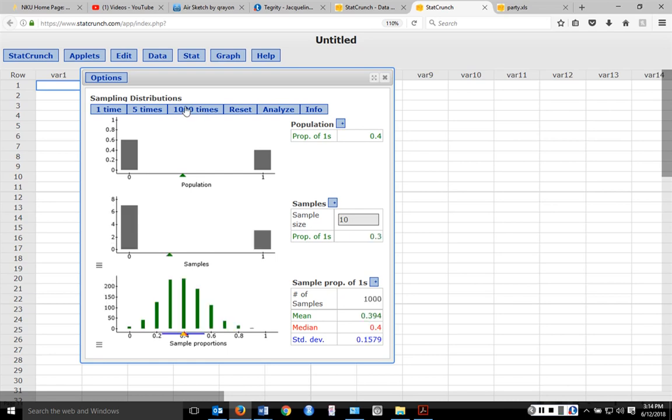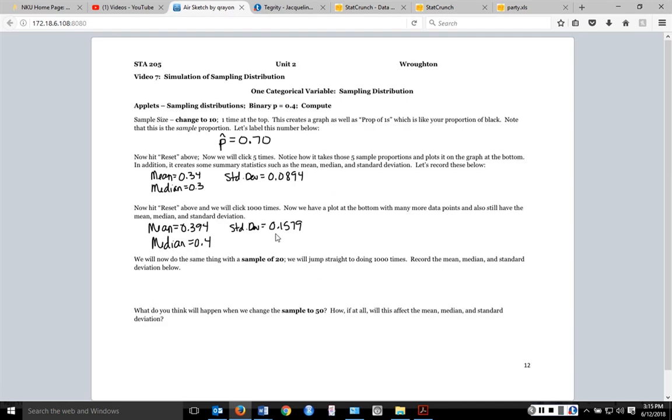All right, so if I click my button, here is what we get. So the information I'm most interested in now is what's going on down here. Notice again that I got a mean, a median, and a standard deviation, and I'm going to record those numbers. So our mean was 0.394. Our median was 0.4, and our standard deviation was 0.1579. So again, just recording those numbers here.